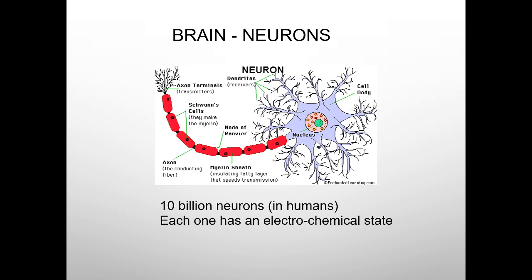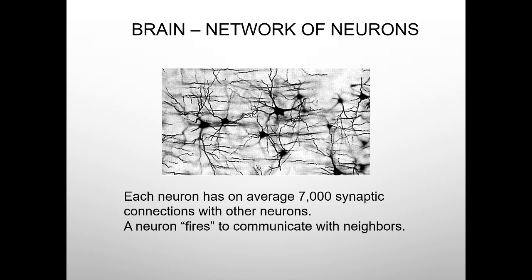Isn't that amazing? Now, just a fun fact, there are 10 billion neurons in humans and each one has an electrochemical state. Now, if we look at the brain at a more holistic view, we'll see that each neuron has on average 7,000 synaptic connections with other neurons, and a neuron fires to communicate with its neighbors.